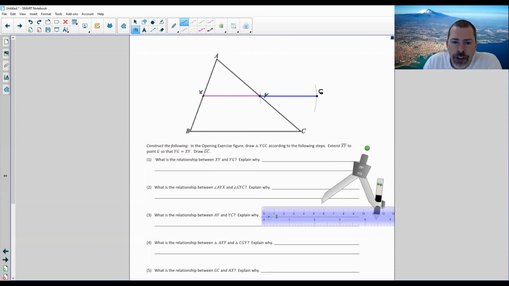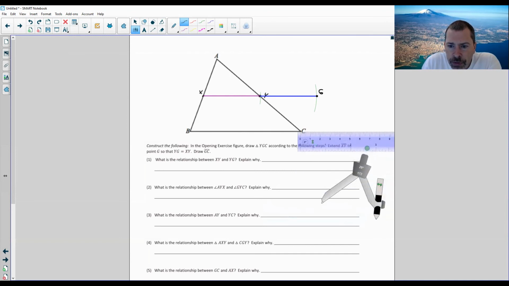So now YG is equal to XY in length. And then it says draw GC. So now I'm going to put my ruler at C, rotate it over, and draw a segment GC. So there it is. So I created another triangle, and just by looking at this, it looks like it's congruent.